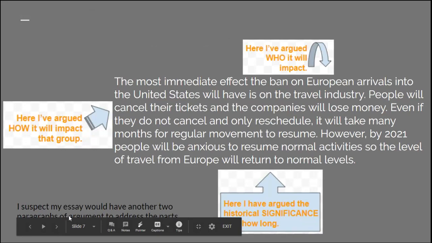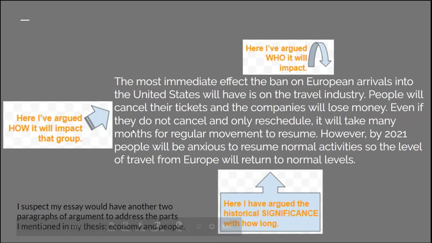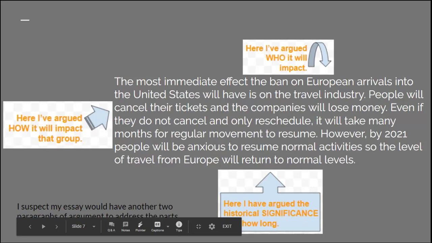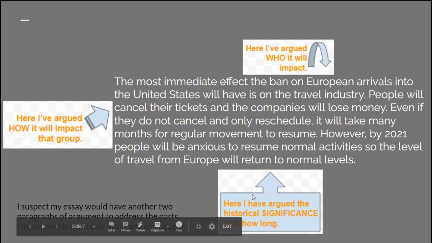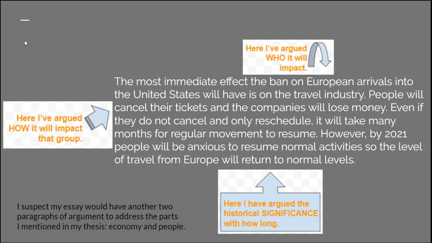So this is diagramming it. It's the same paragraph argument, but I've said it's impacting travel. This is how it's impacting travel, how I think it will impact travel, and for how long. If you choose a different current event, you'll tell us this current event will impact this group, this is how, and for how long. In Mrs. Rohling's example, I suspect my essay would have another 2 paragraphs of argument to address the parts I mentioned in my thesis, economy, and people.